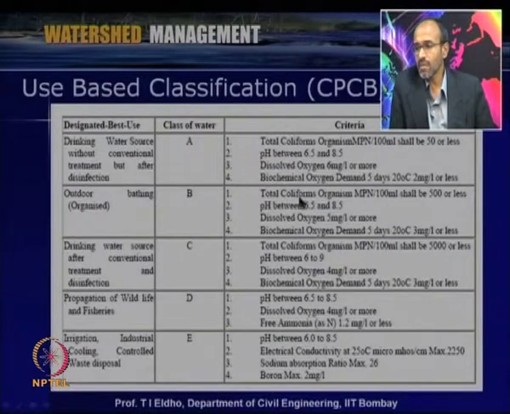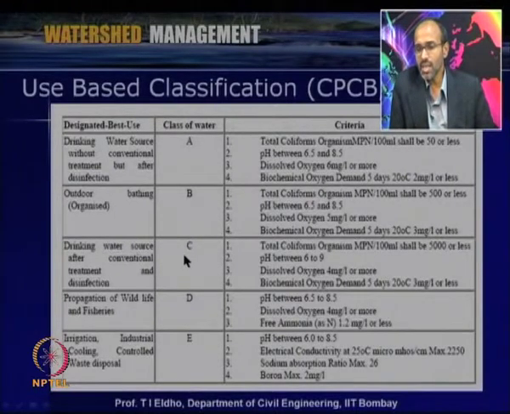So, here the criteria related to total coliform organisms should be less than 500 per 100 ml water, and pH is the same, 6.5 to 8.5, and dissolved oxygen should be 5 milligram per liter or more, and BOD should be 3 milligram per liter or less. So, this is for class B, which is for outdoor bathing.